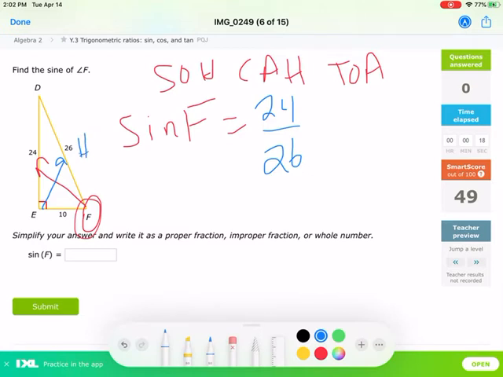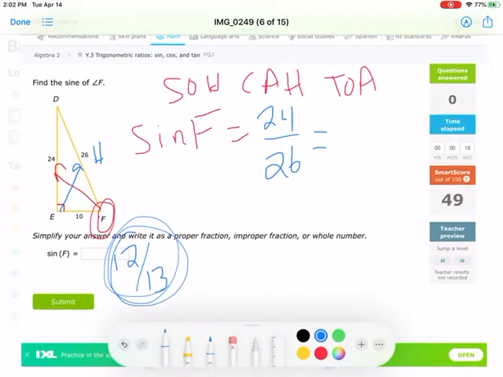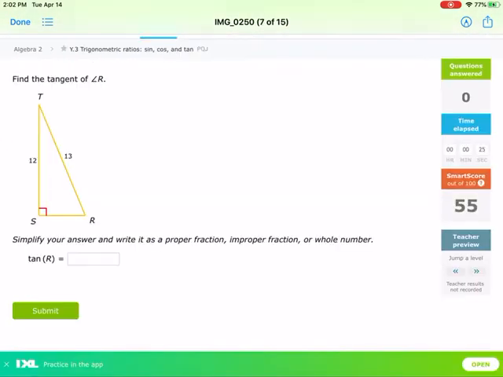24 over 26, again, that reduces. I can divide that by 2. So 12 and 13. So 12 thirteenths would be my answer there. Beautiful. All right, what's next here? Smart score of 49 up to a 55. All right, so we're going pretty good here.